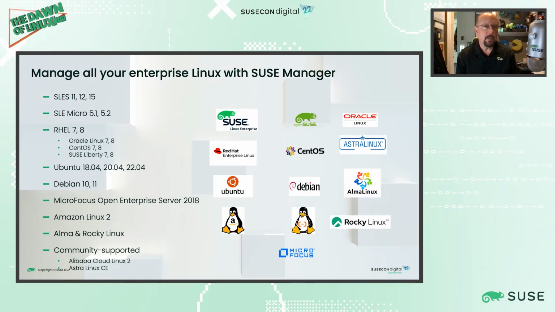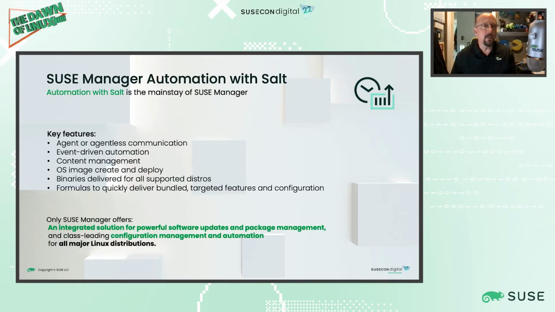So now that we've seen the who and the where SUSE Manager can manage systems, let's take a look at some of its key features. Let's go ahead and start with configuration management and automation. SUSE Manager uses SALT for connectivity to clients. It uses it for configuration management and OS image creation. We provide all the needed SALT binaries for the distributions that we support, but SALT is not the only option you have for configuration management within SUSE Manager. But I'll talk about that in a little bit.